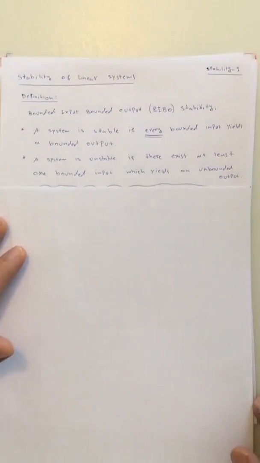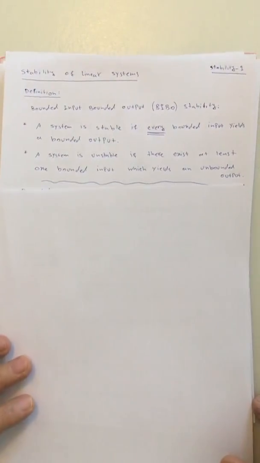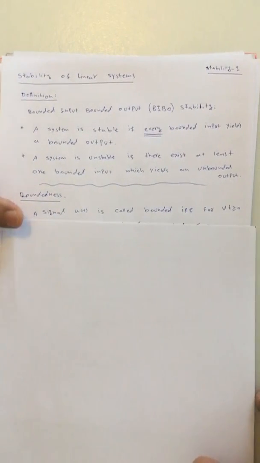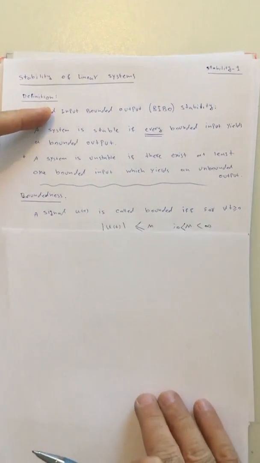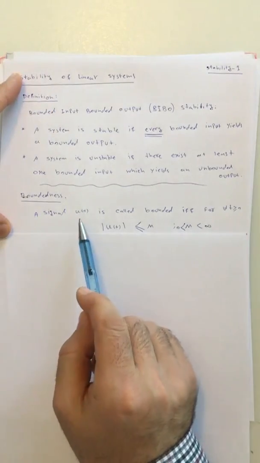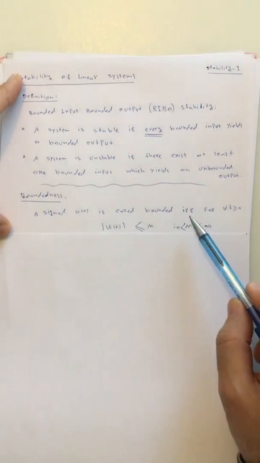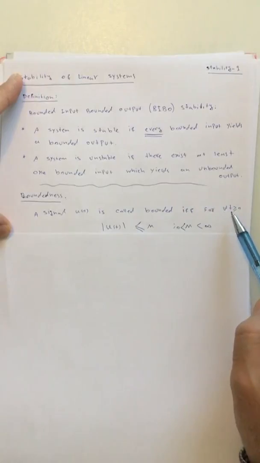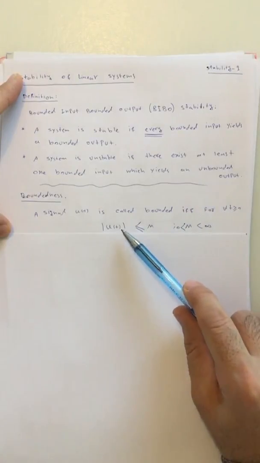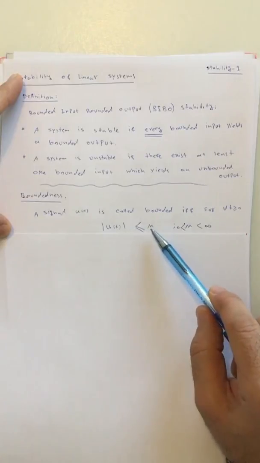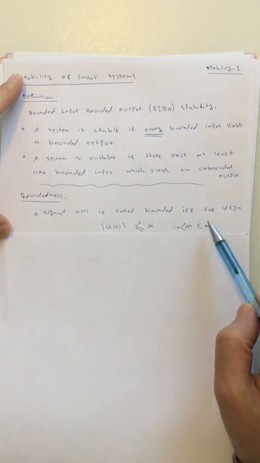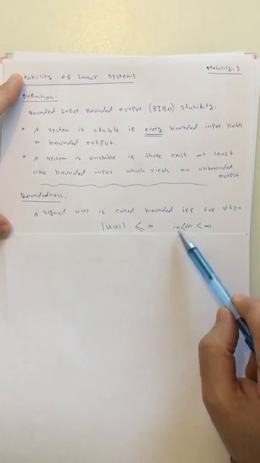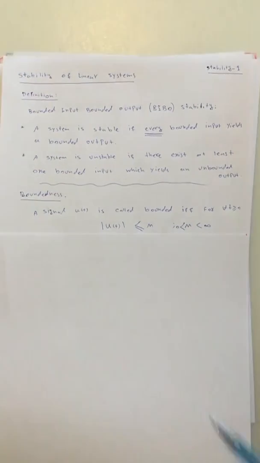I used the word bounded here a couple of times, so I actually need to define the boundedness of a signal. So what signal do we call a bounded signal? According to the definition, a signal u(t) is called bounded if and only if, for all times greater than 0, the absolute value of u is less than M, where M is a limited number less than infinity, and of course it is positive because we are talking about the absolute value of u.